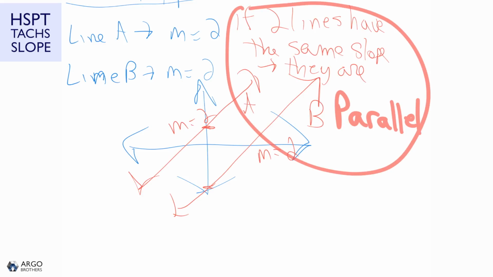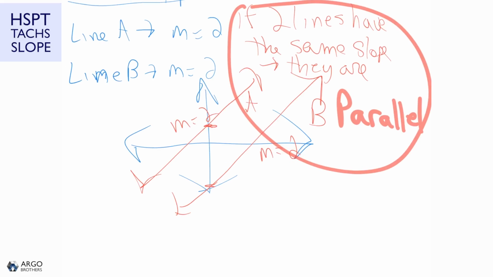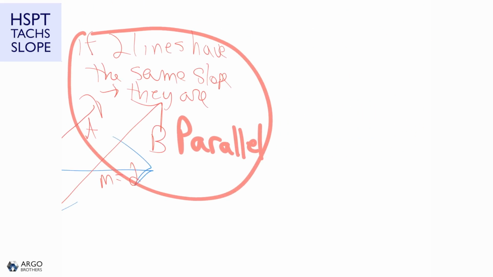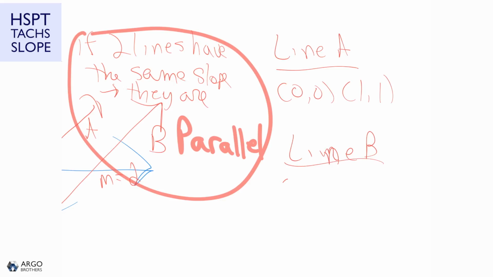And we just explained what that definition is. That's the first part I want to go over. If two lines have the same slope, they are parallel. So let me give you an example with that. Are these two lines parallel? I'll just give you the points. We have line A that has two points that are 0, 0 and 1, 1, and line B that has two points that are 3, 3 and 2, 2.